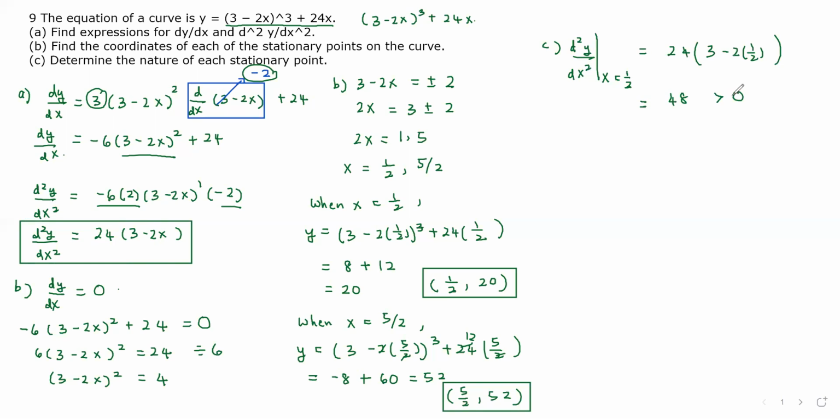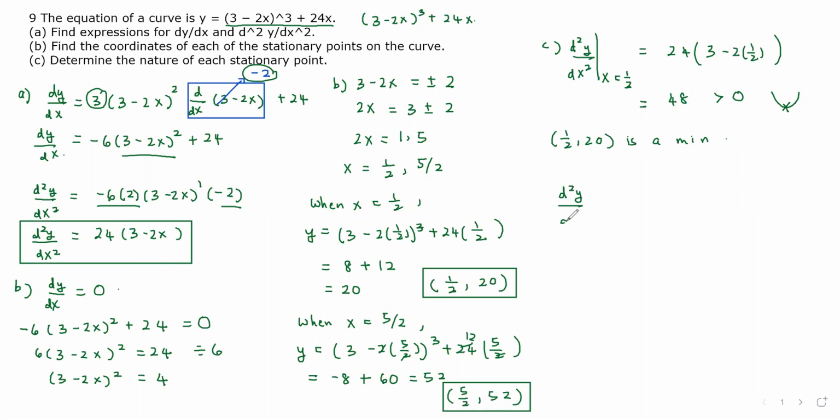This is greater than 0, meaning that the curve is concave up for a second derivative greater than 0, and you have a minimum point. Therefore, 1/2 and 20 is a minimum.